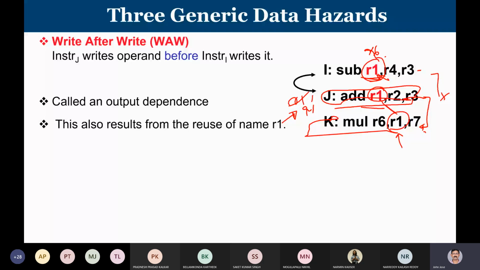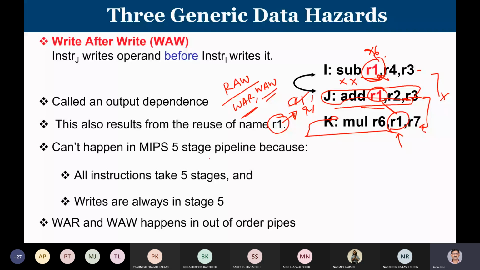So if the compiler can carefully or intelligently reuse the names or give names to registers carefully, then this kind of scenario can be avoided. But nothing will work as far as a read after write hazard is concerned. There exists an actual data dependency, and WAR and WAW hazards happen because of the register. So by appropriately renaming the register, we can get things done. This also can happen in the MIPS 5-stage pipeline, because all instructions take 5 stages and writes always happen in stage 5. But WAR and WAW hazards happen in out of order pipelines.